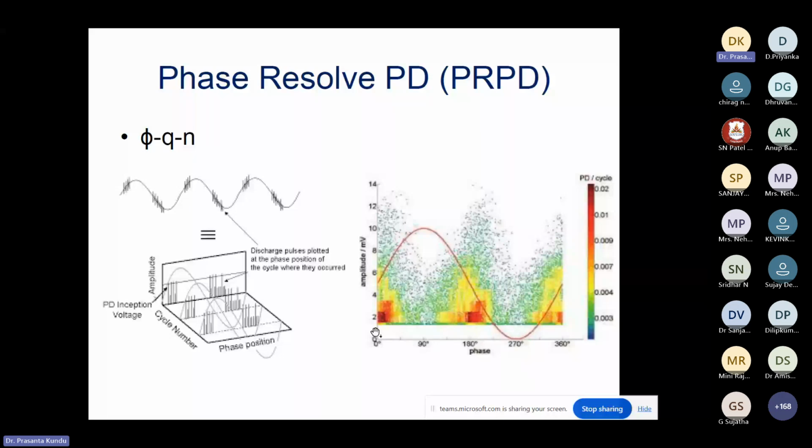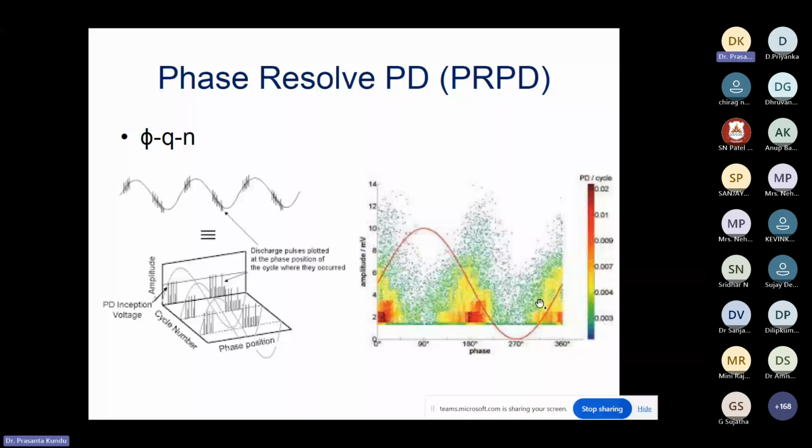At any instant, PD will occur. It will not occur at the same intensity and same magnitude at the same phase in every cycle. So that is the statistical nature. And because of the statistical nature of the partial discharges, we are having this pattern, phase-resolved PD.